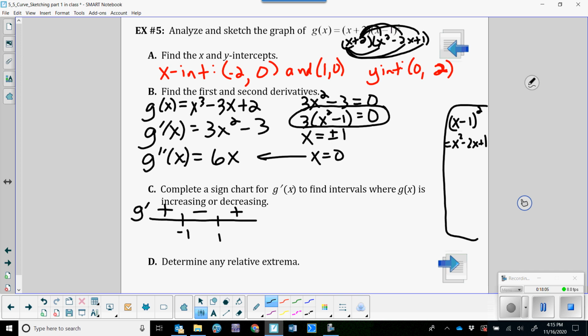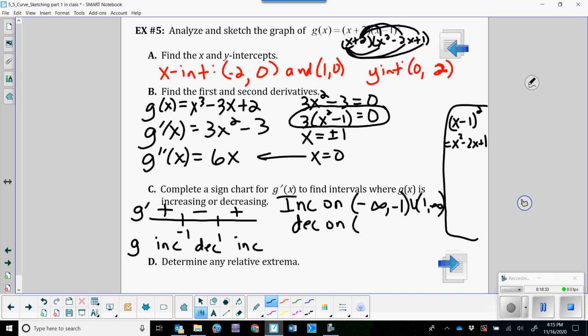I don't think too many people have had any difficulties with those, so I'm going to do those sign charts a little quicker now. And then it says to find the intervals where it's increasing, decreasing. So this is g, this is increasing, decreasing, increasing. So we would say increasing on negative infinity to negative 1, union 1 to infinity, and decreasing on negative 1 to 1. And our reason would be it's increasing there.